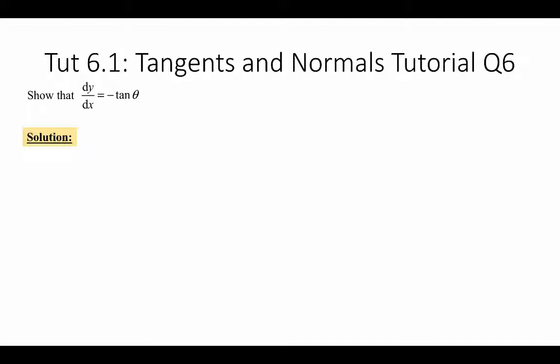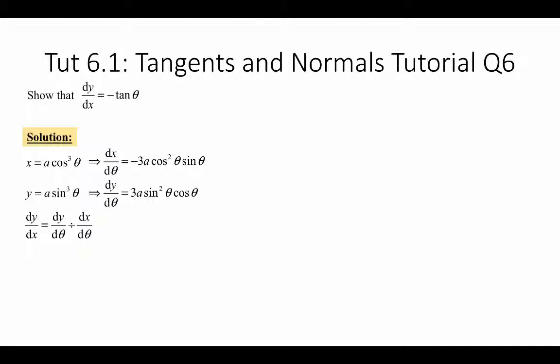Moving on to question 6. In this question, we are given a curve that is defined by a pair of parametric equations. First, we need to show that dy/dx equals negative tan theta. Using the pair of parametric equations, with the x equation, first we find dx/d theta, and from the y equation, we find dy/d theta. And as we have known from the notes, dy/dx will be dy/d theta divided by dx/d theta. Simplifying that, we can show that dy/dx equals negative tan theta.